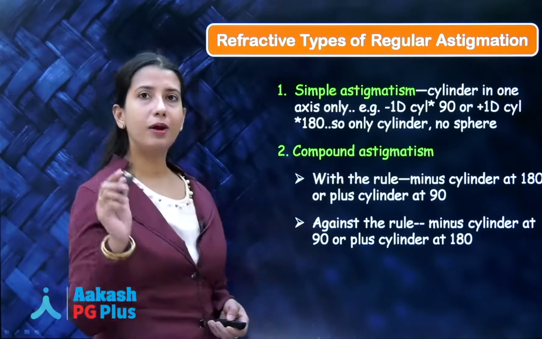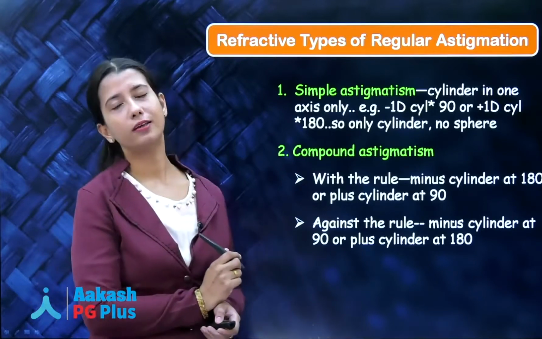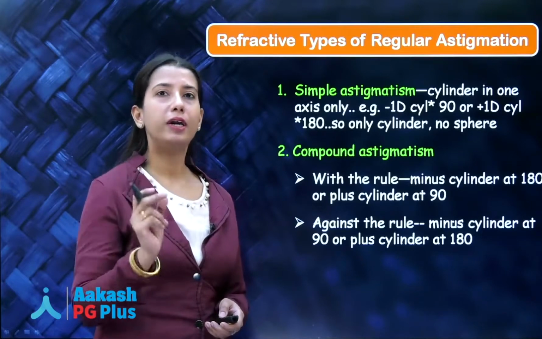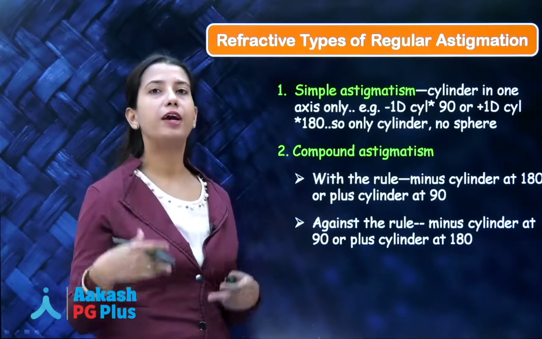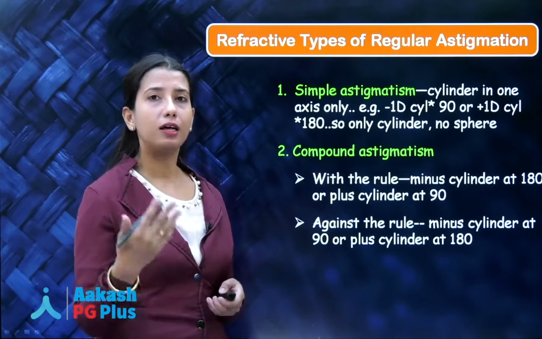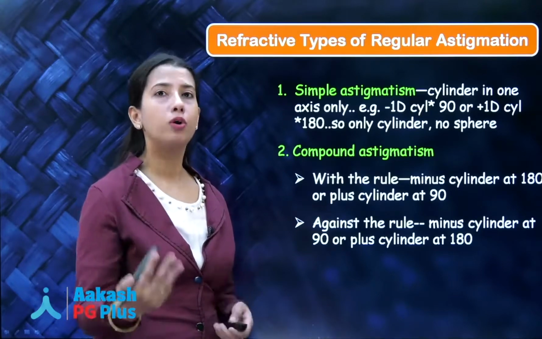Now compound astigmatism I have explained to you, but I didn't explain to you what is with the rule and against the rule. With the rule means that the vertical meridian is steeper. Steeper means it is more curved, it is refracting more. And against the rule is opposite of that. Against the rule means that the horizontal meridian is steeper or more curved.